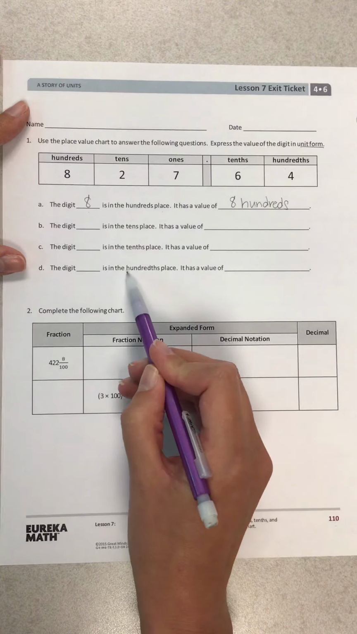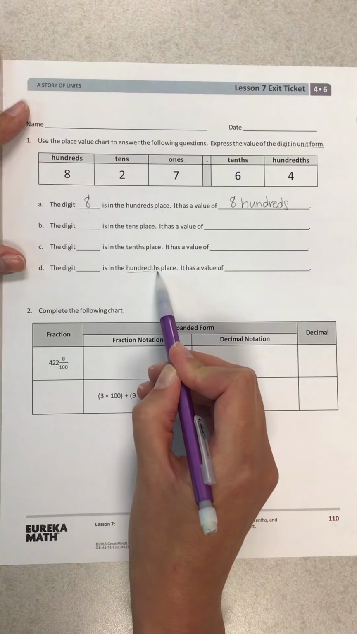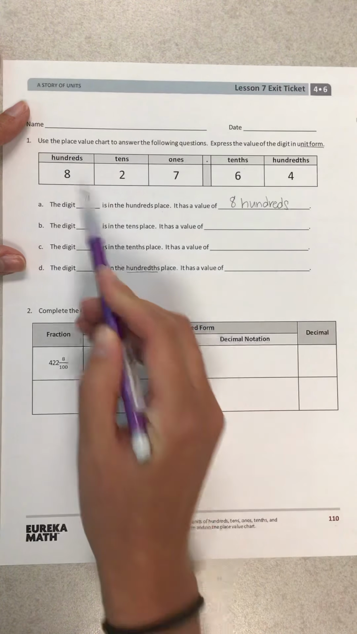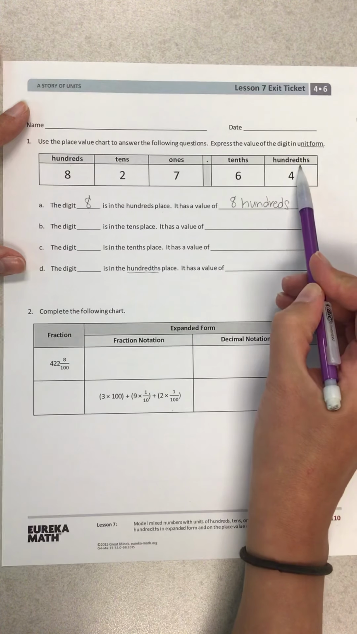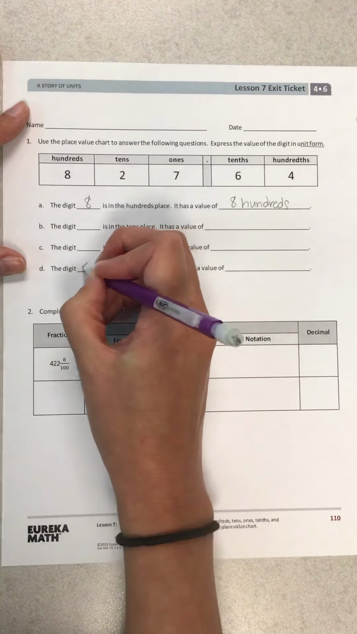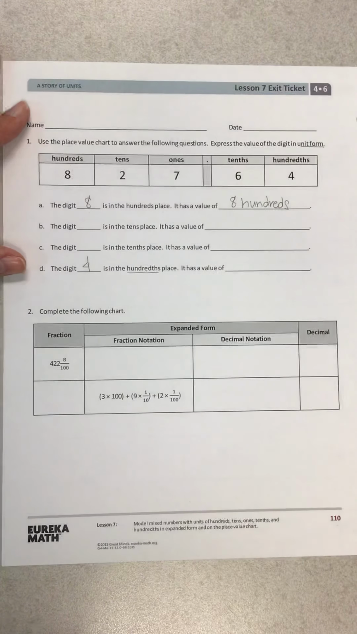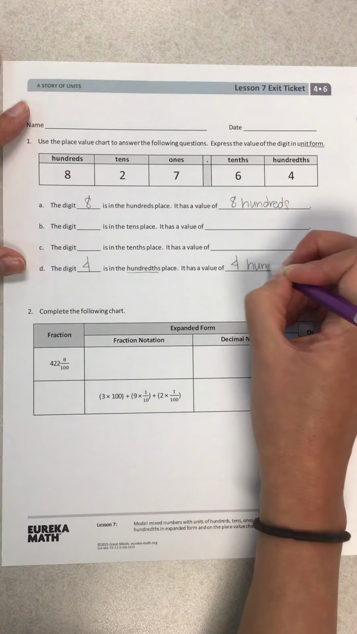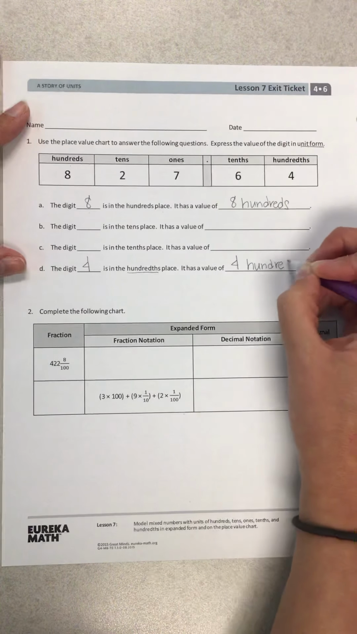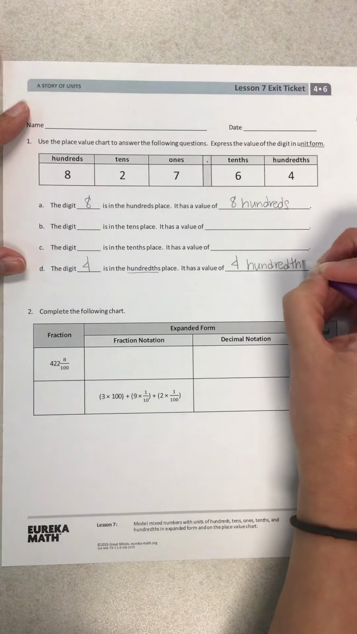Let's look at this one. The digit blank is in the hundredths place. So I'm looking hundreds, tens, ones, tenths, hundredths. Well, the digit is 4. And in unit form, I'll say it has a value of 4 hundredths. Now remember, the word's right there in front of you to be spelled correctly.